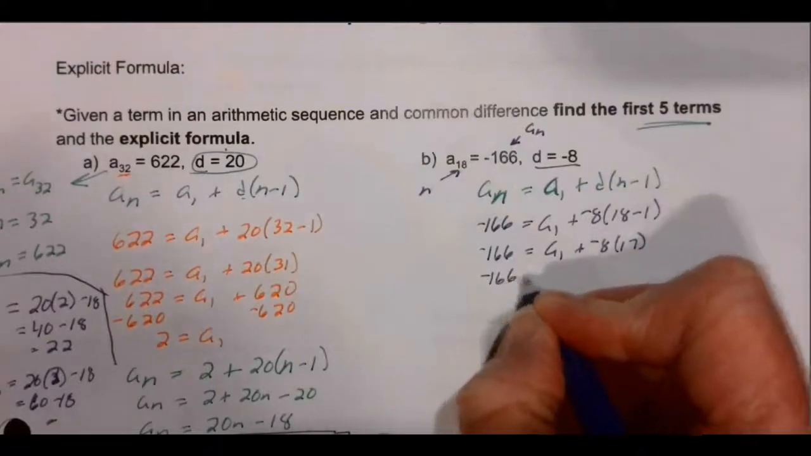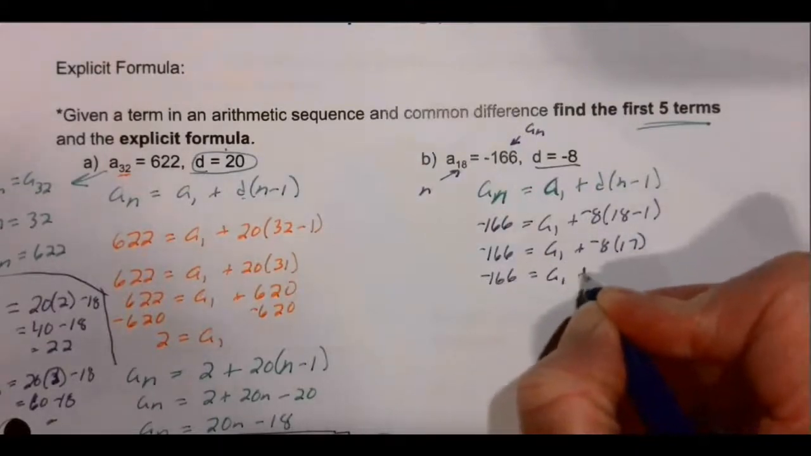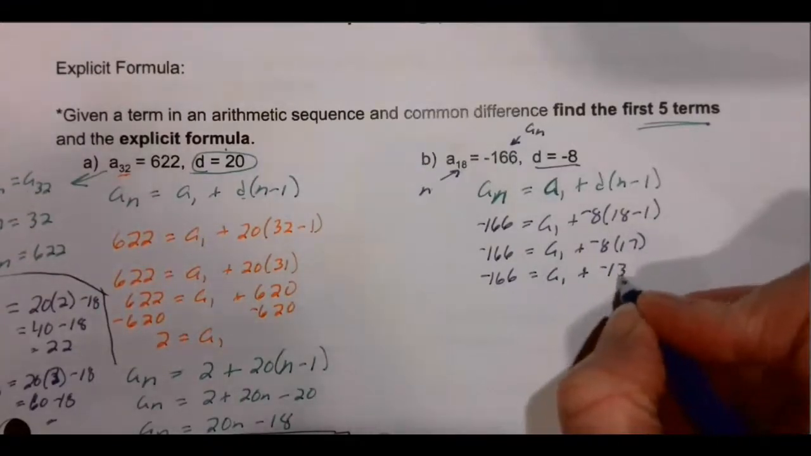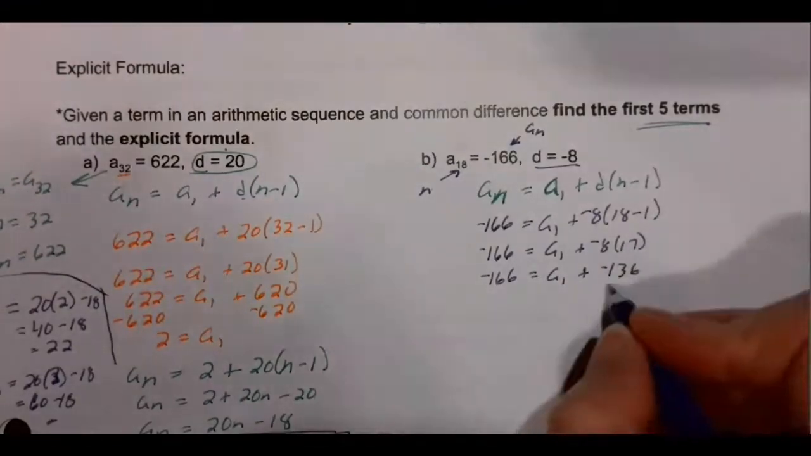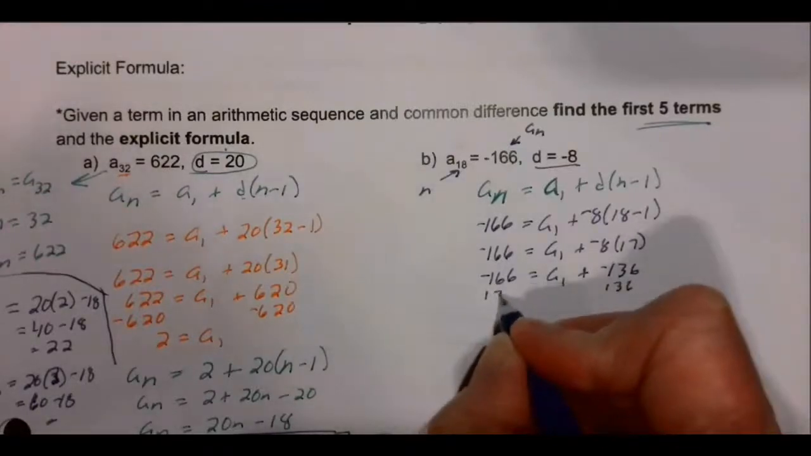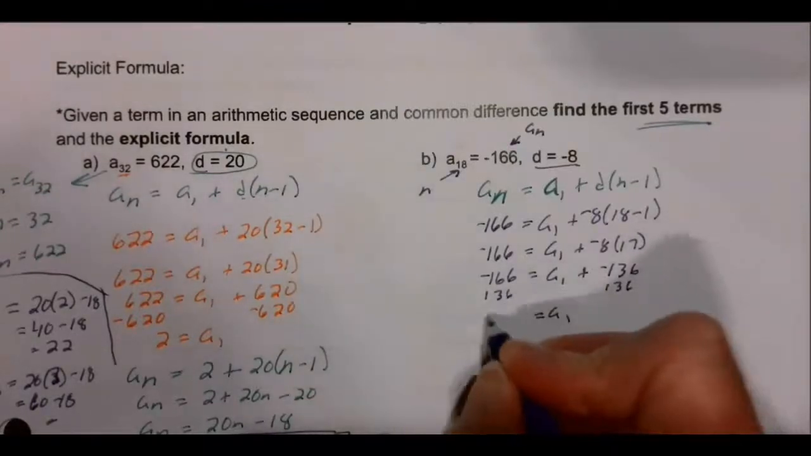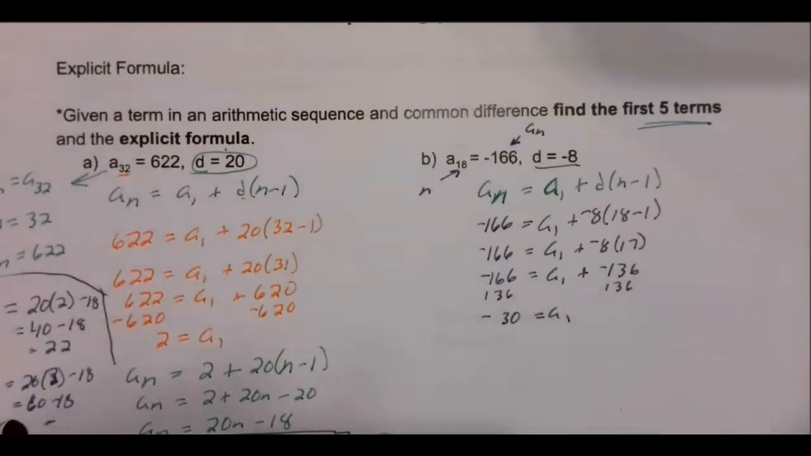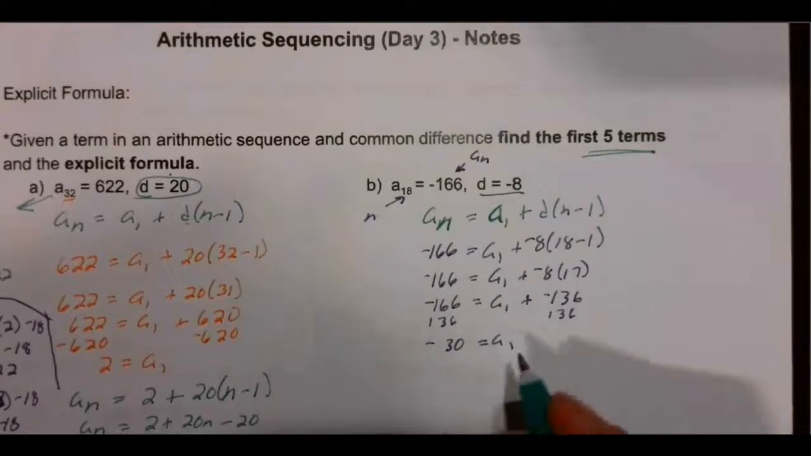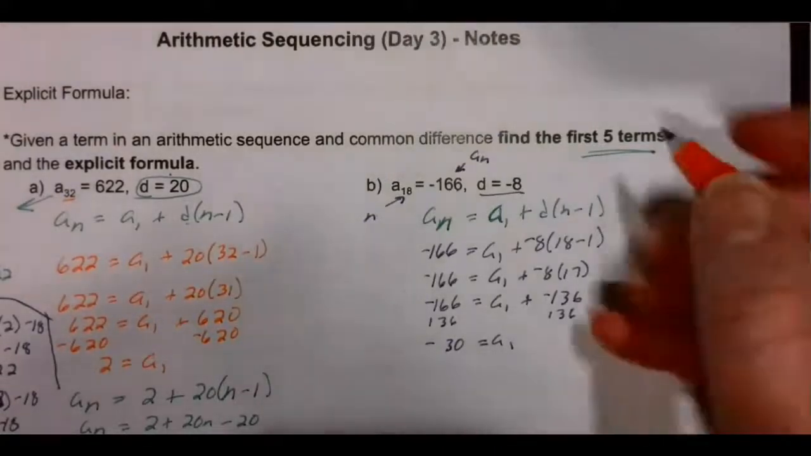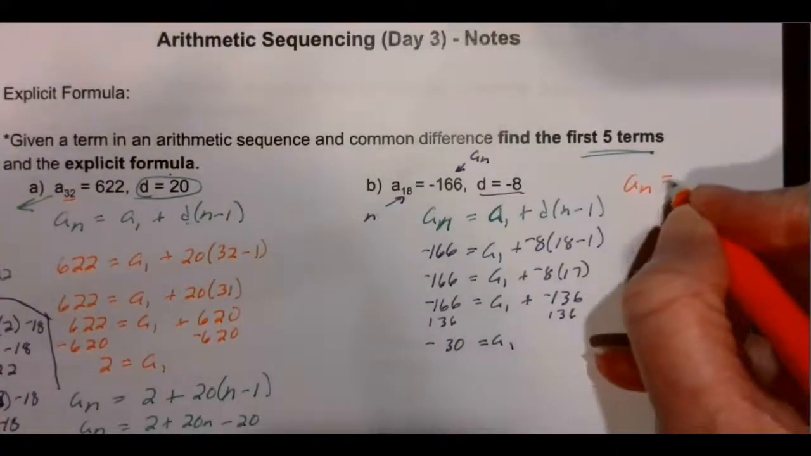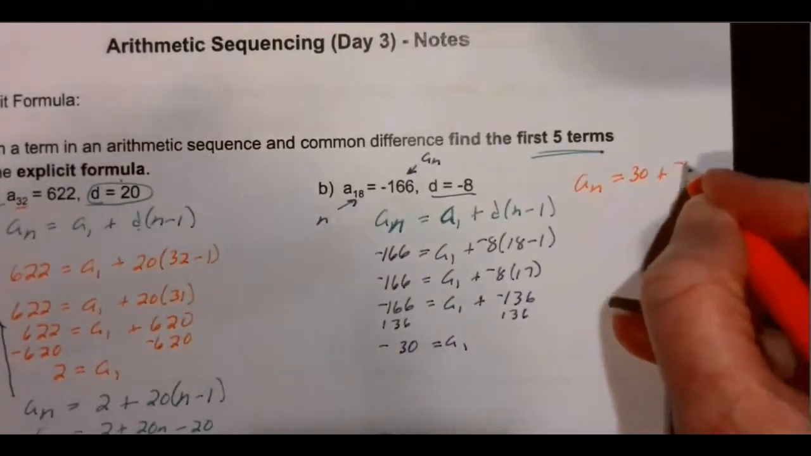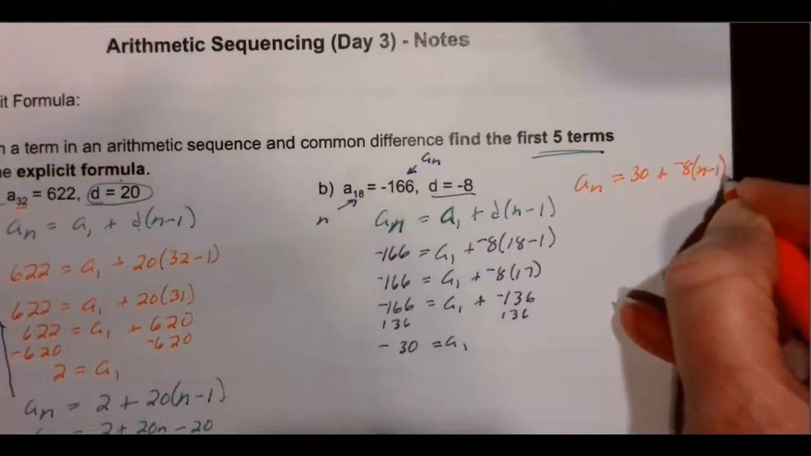Pull out your calculators. Multiply -8 times 17. We get -136. We're going to add 136, and we get a sub 1 is equal to -30. Okay? If that is our a sub 1, that means our explicit formula is a sub n is equal to -30 plus -8 times n minus 1.